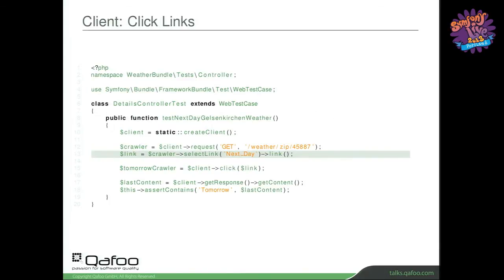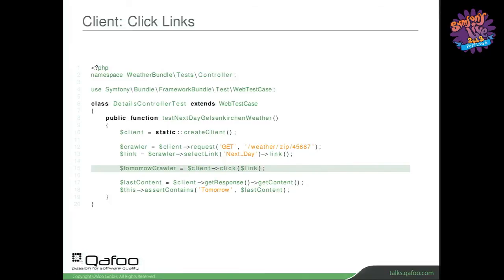Okay, how does clicking links work? It's very easy. Again, we're doing a request, and then we call the selectLink method on the crawler, and we give it either the actual text that is in between the a tags, or an ID of the link, or a name, I think, as well. And then we can call the link method on this. So we're turning a DOM element into a link instance, which is just a way of Symfony knowing to create a specific link object internally, which we then use in a next step to click the link on the client.